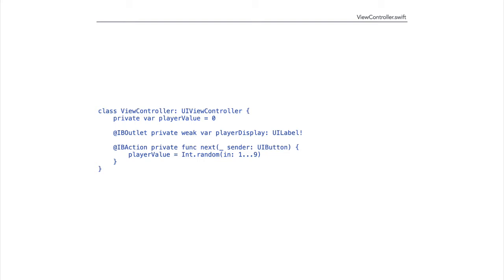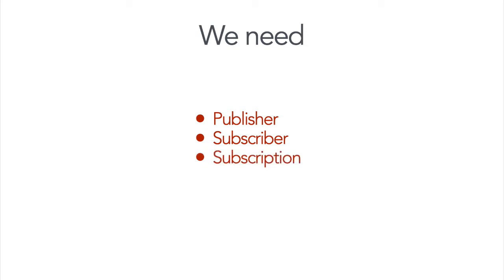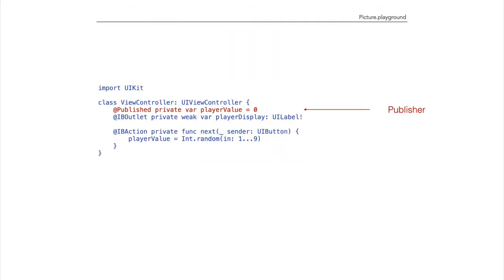So what is it we need? In Combine, we need three basic pieces. We need a publisher, we need a subscriber, and we're going to have some sort of a chain from the publisher to subscriber where we might modify things along the way using things called operators. In addition, we need something to hold on to that publisher to subscriber chain, and that's called a subscription. So we need a publisher, a subscriber, and a subscription. So let's start by adding a publisher.